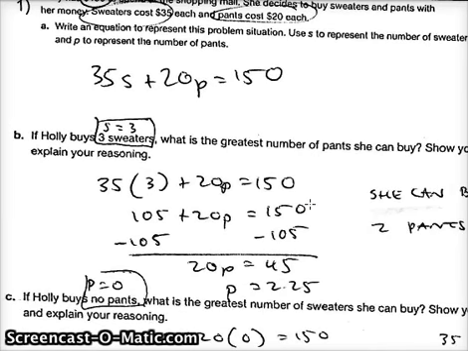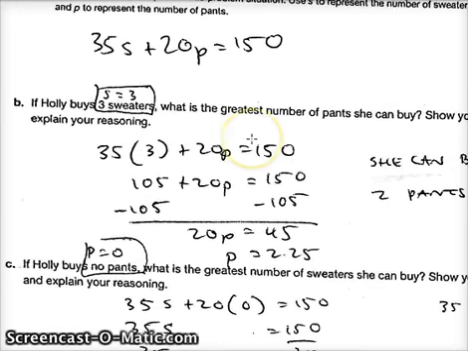Question 1b. If Holly buys 3 sweaters, so notice how I made my variable S equal to 3, that means you need to buy 3 sweaters. What is the greatest number of pants she can buy? Show your work and explain your reasoning. So I'm just going to be using the equation here. And if I have S equal to 3, that means P is the unknown. If P is unknown, that's what we're solving for.